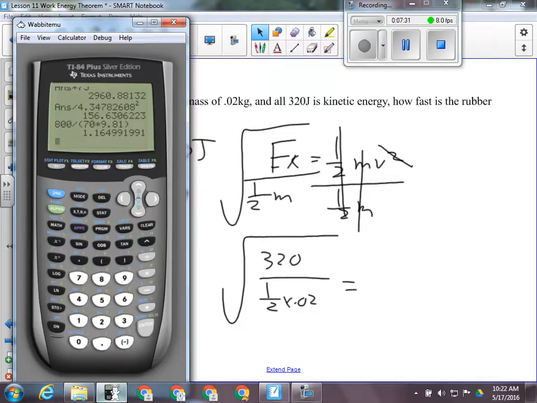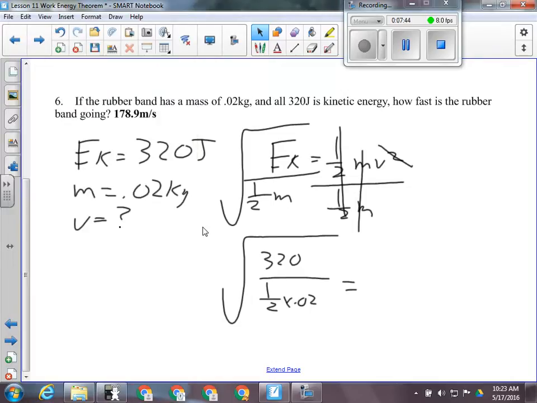Okay, so when I punch that in, I'll have a square root of 320 divided by, well, 1/2 of 0.02 is 0.01. Okay, so 178 meters per second.